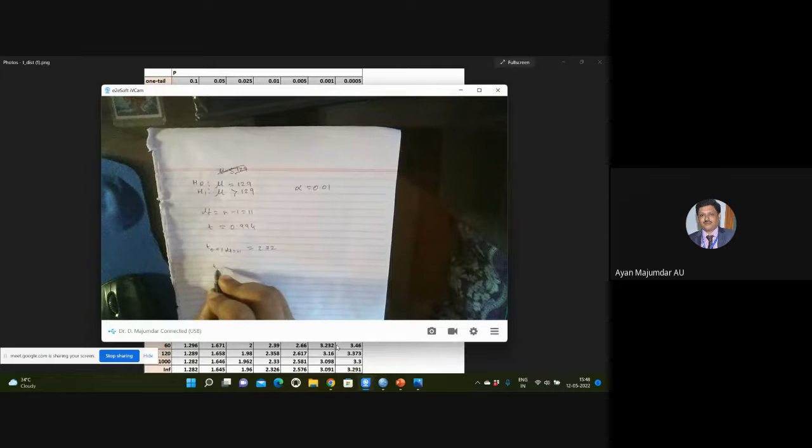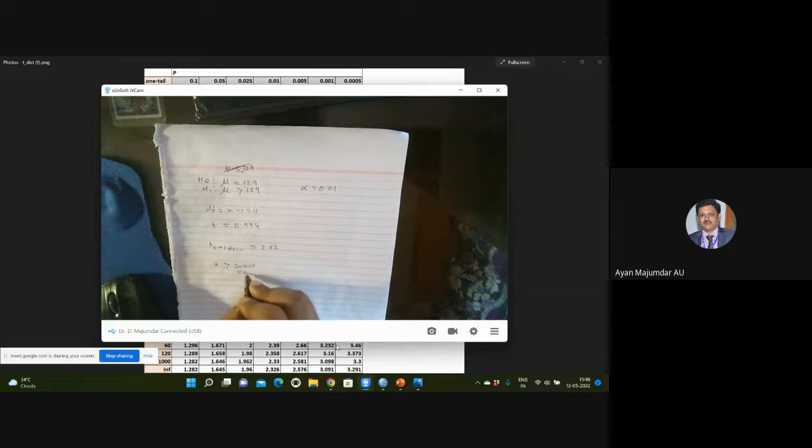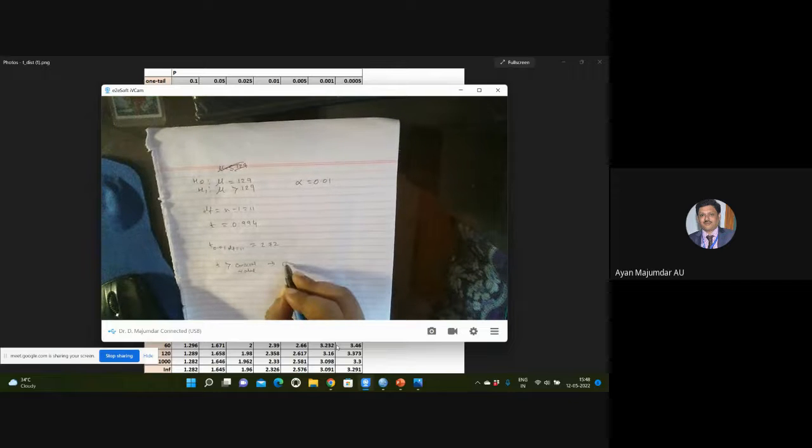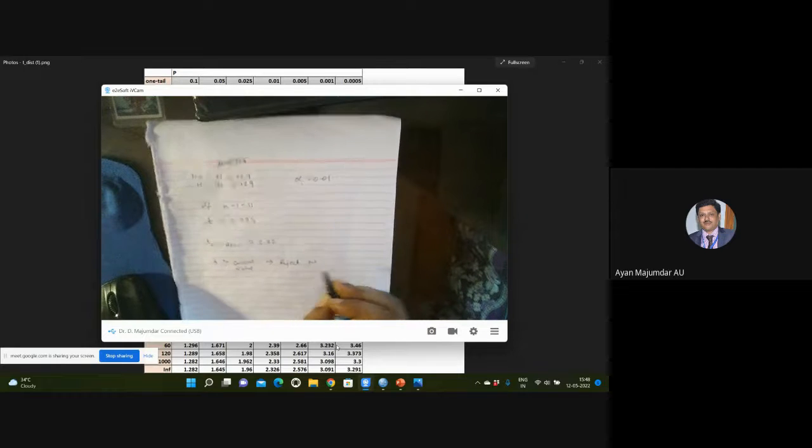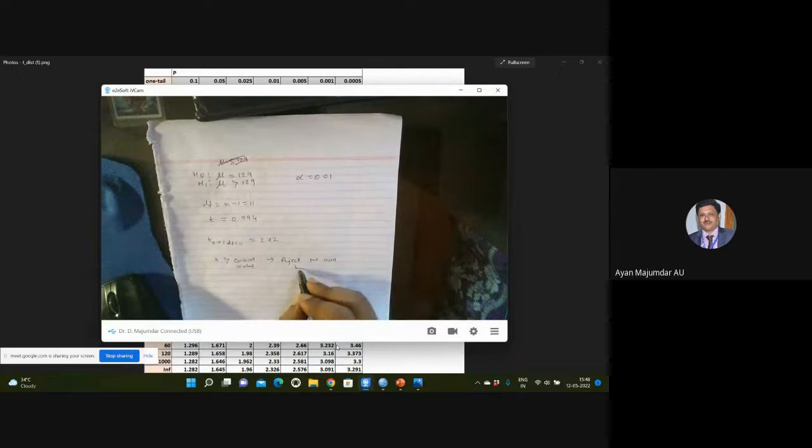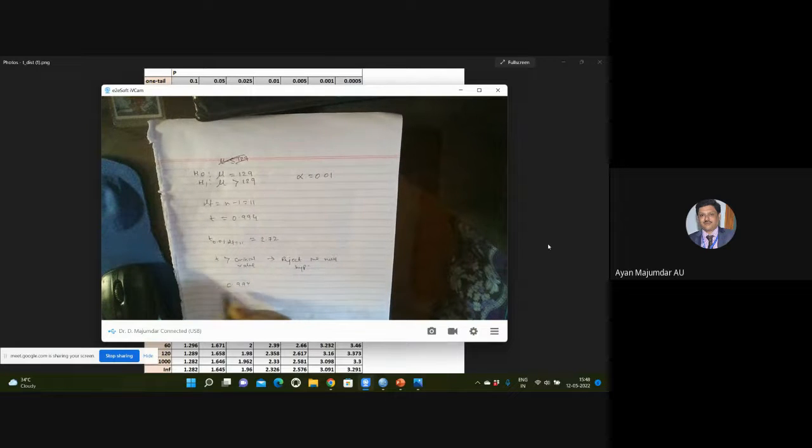If the value of t is more than the critical value, or the table value, we reject the null hypothesis. Now the question is, can we reject the null hypothesis here? Our t value is 0.994, which is less than the critical value. No, we cannot reject it here; we accept the null hypothesis.